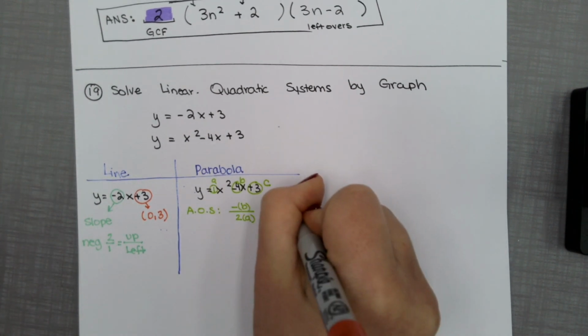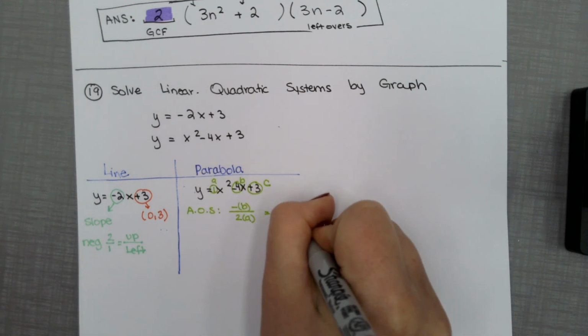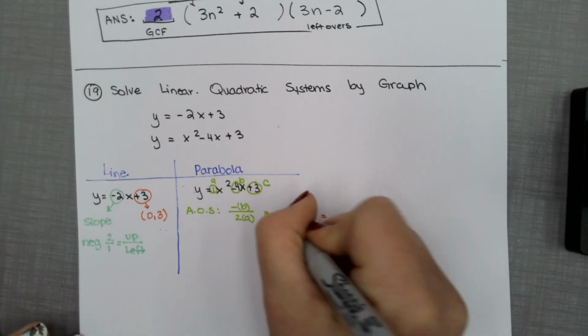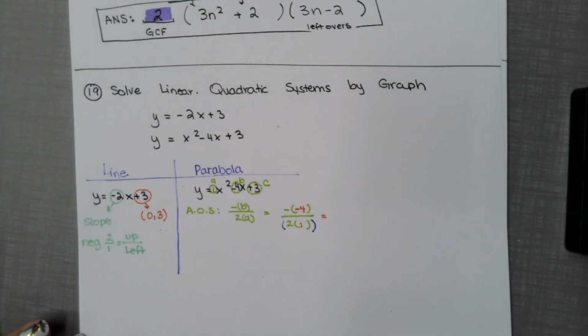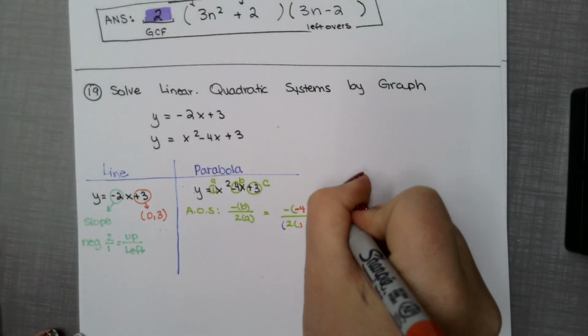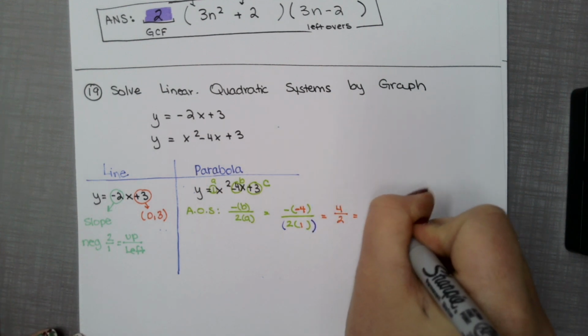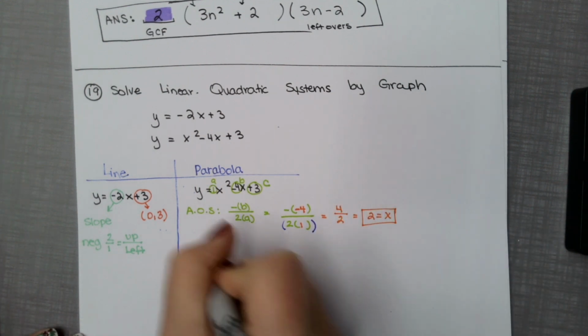b is negative 4. a is 1. If you want to do this using a calculator, that's fine. You just need double parentheses in the denominator. Or just do this by hand, which I recommend. So we got 4 divided by 2, which is 2 for our axis of symmetry.